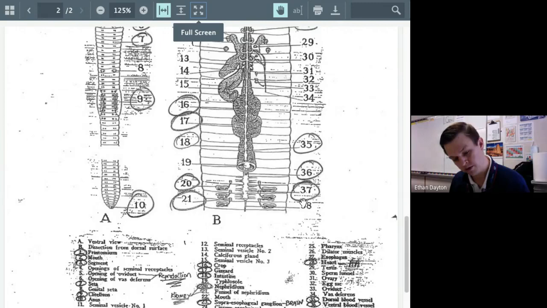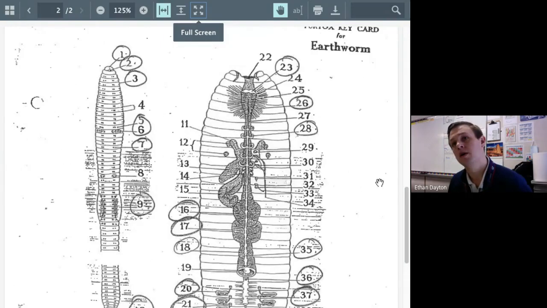Okay, what else do I want to talk about? Okay, let's scroll back up. None of the reproductive organs are circled. Okay, so you are going to need to know the openings, but basically here's what you need to know.